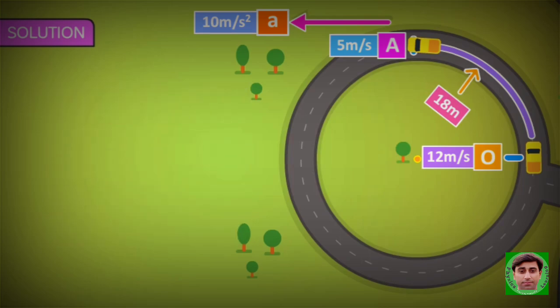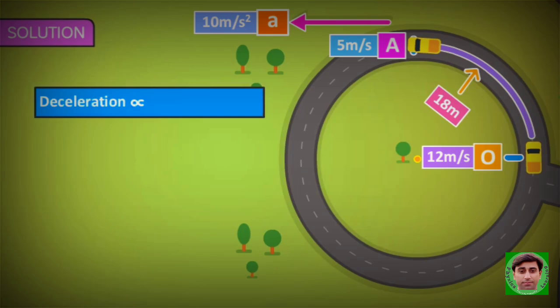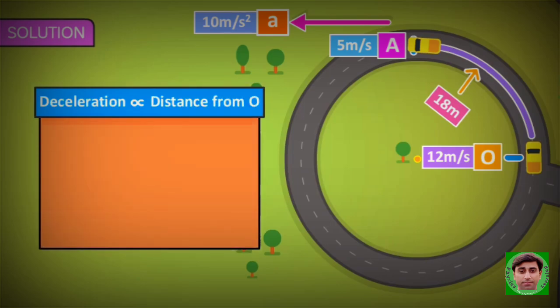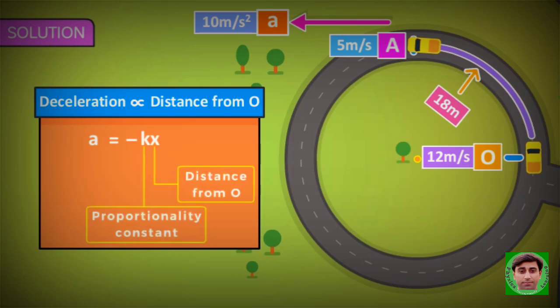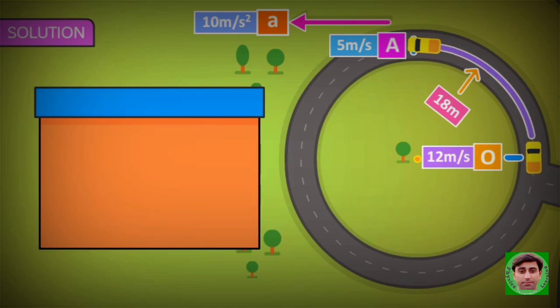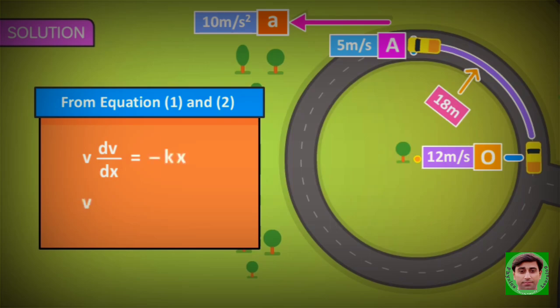We are also given that the deceleration measured along the curve is proportional to its distance from O. This is mathematically expressed as A equal to minus kx, where k is a proportionality constant, x is the distance from O, and the minus sign is used because of deceleration. Let's call this equation 2. From equations 1 and 2, we can write that v into dv by dx is equal to minus kx. By modifying this equation, we get v into dv equal to minus kx into dx.